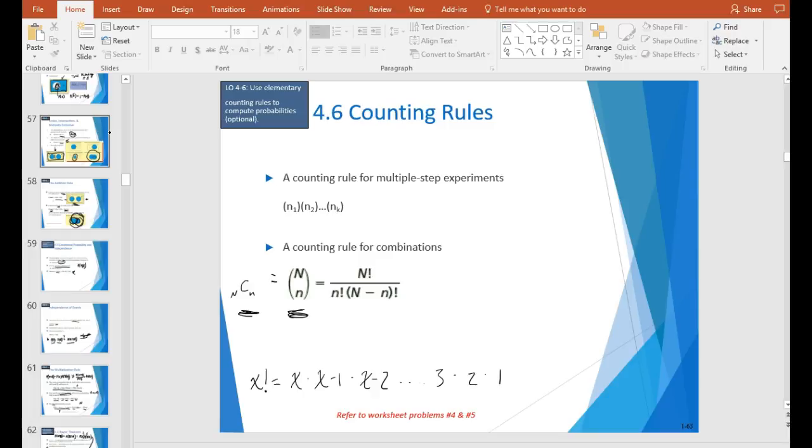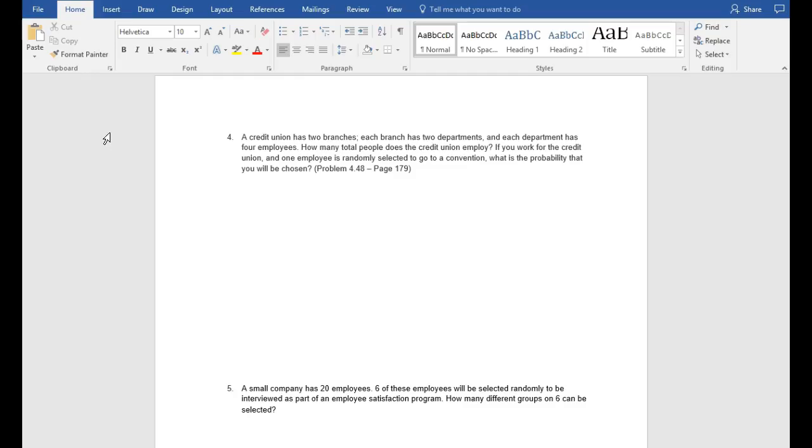So why don't you turn over to number 4 on your worksheet, and we'll just get started. This first one is going to have to do with the multi-step rule. A credit union has 2 branches. Each branch has 2 departments, and each department has 4 employees. How many total people does the credit union employ?